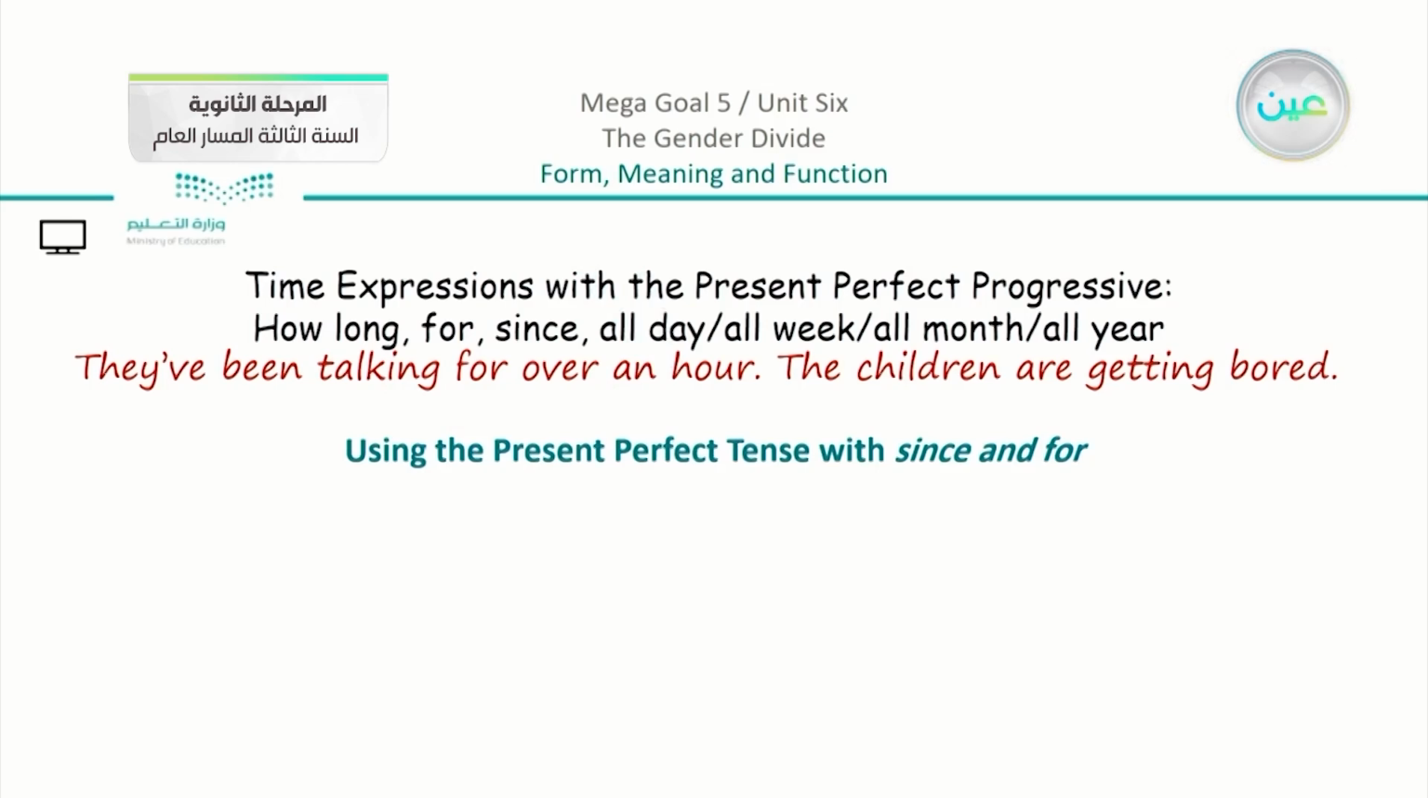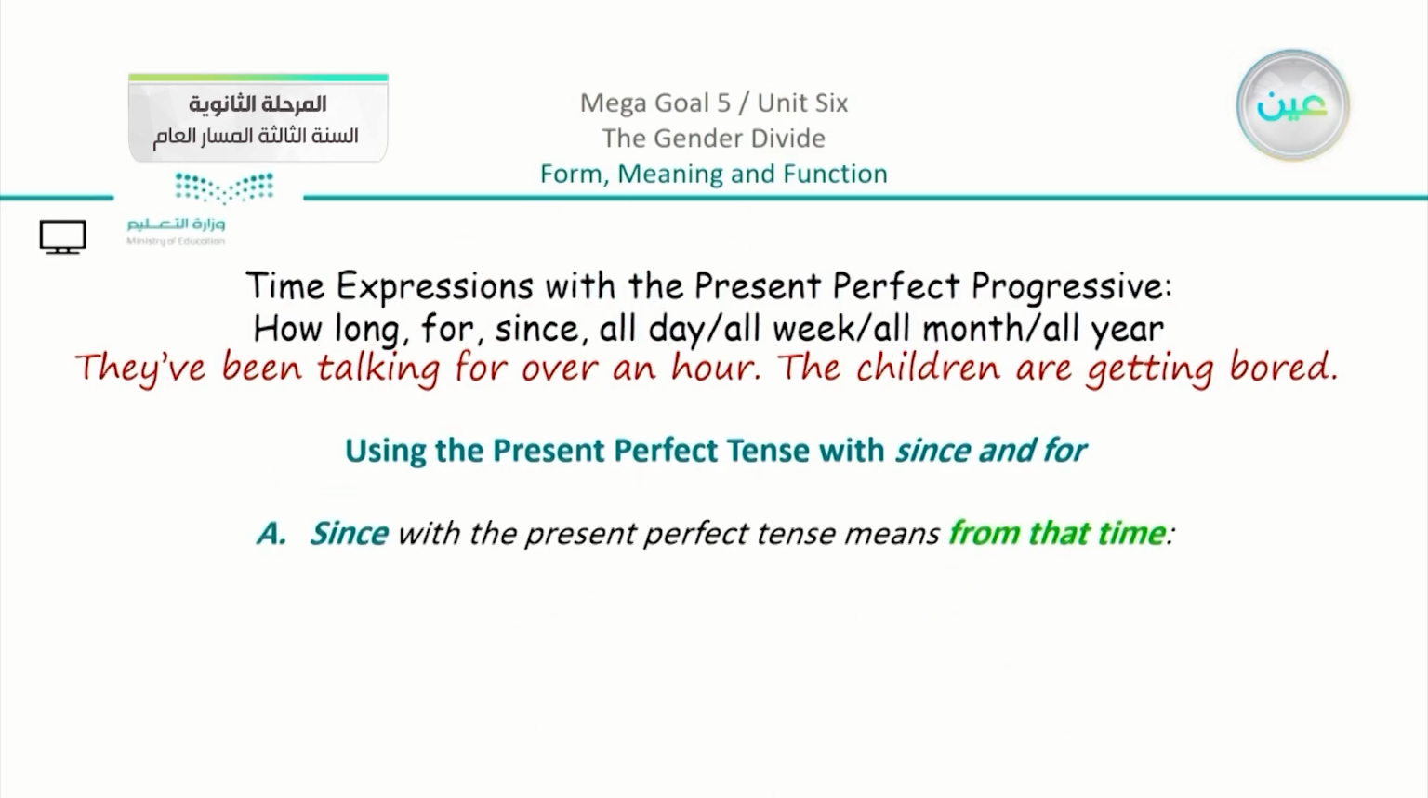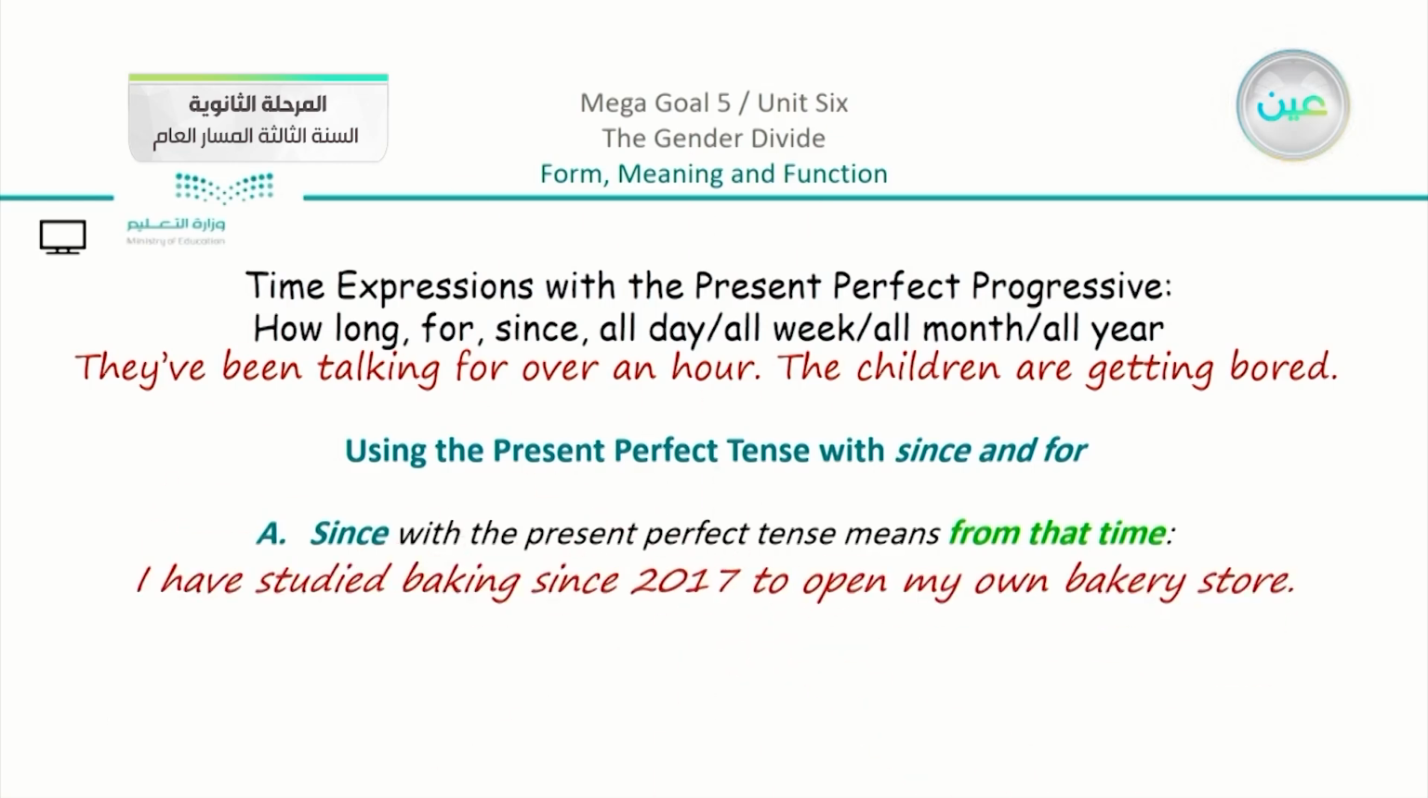Now, using the present perfect tense with "since" and "for," we are going to focus on "since." With the present perfect tense it means from that time. I have studied baking since 2017 to open my own bakery store. Now here we have a point in time mentioned, so that's why we have the word "since" here.